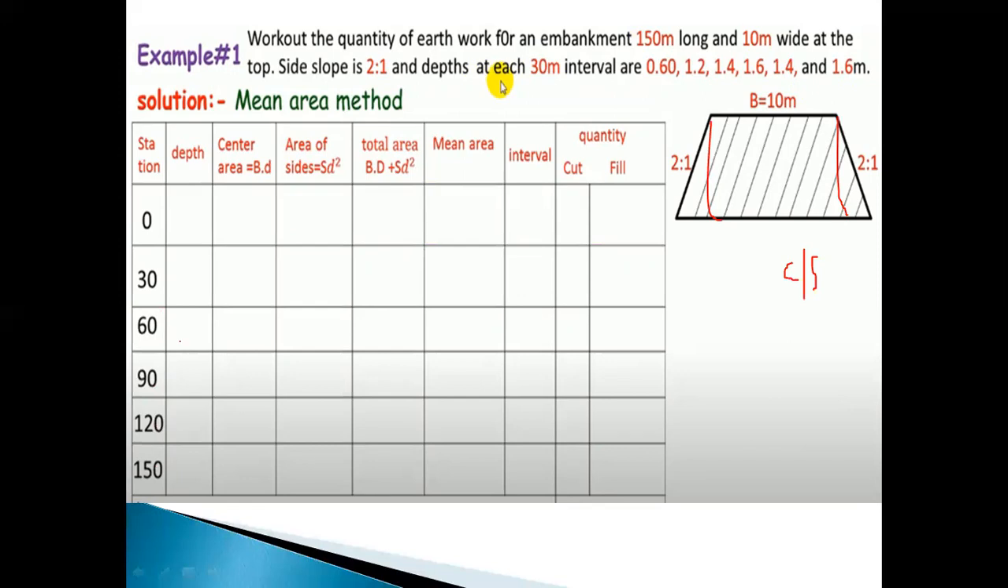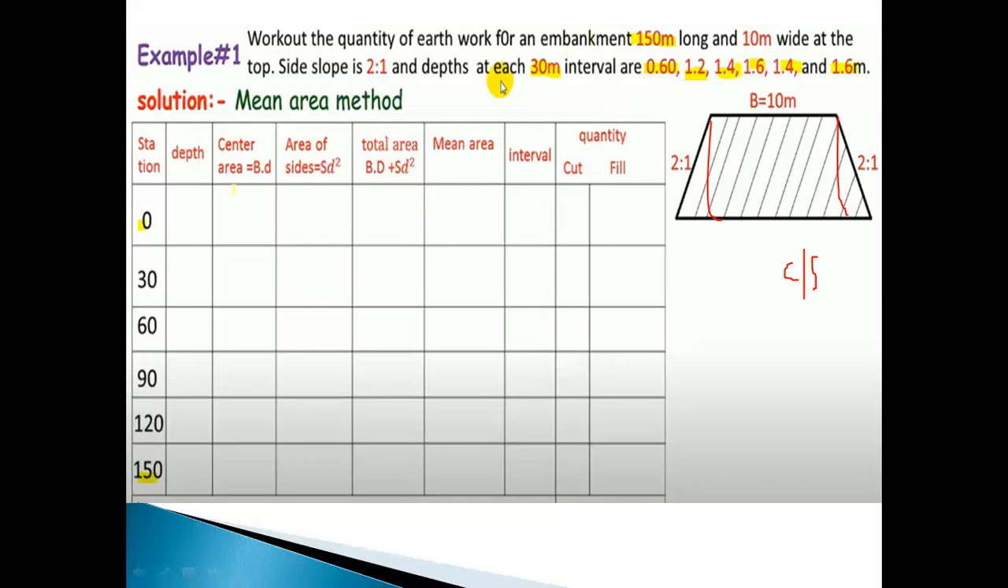How to give the stations? So here intervals are 1, 2, 3, 4, 5, 6. So embankment length is 150. Take 150 and 0 is the starting point. Each interval is divided into 30 meters: 30, 60, 90, 120. So understand, here each interval is 30 meters. Here 150 total length. Okay, clear?